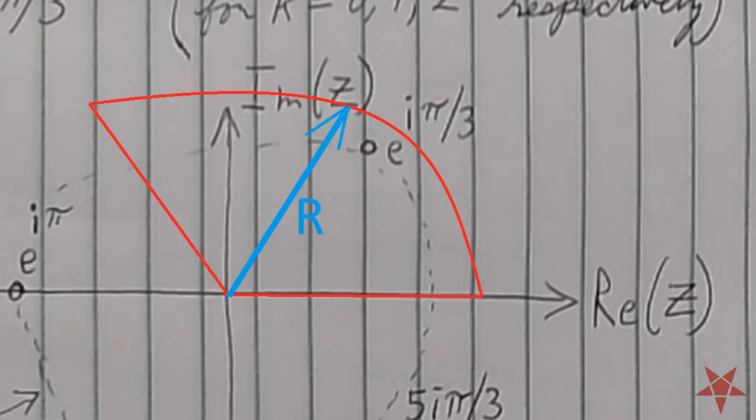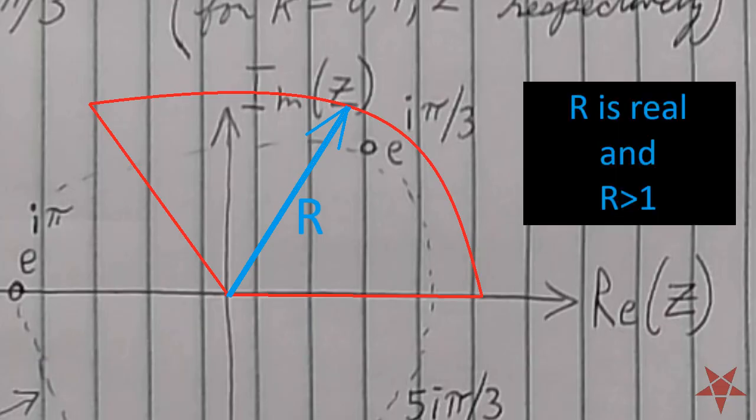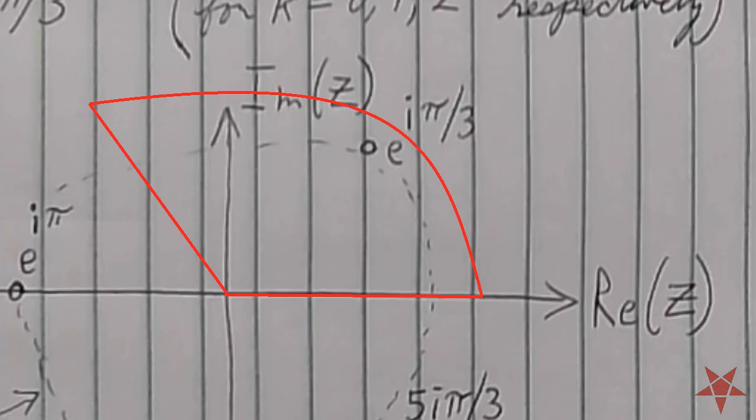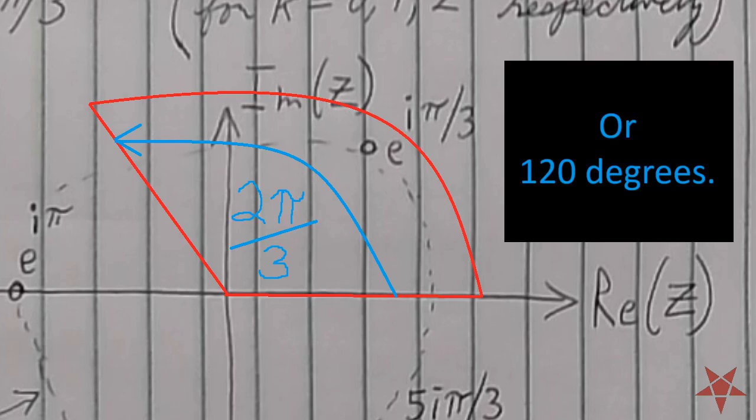It has a radius of capital R, where R must be real and greater than 1. The angle between the real axis and the other straight line forming the pi slice is 2π/3. The reasoning behind the choice of 2π/3 will be explained later. For now, let us supersize this slice of pi.